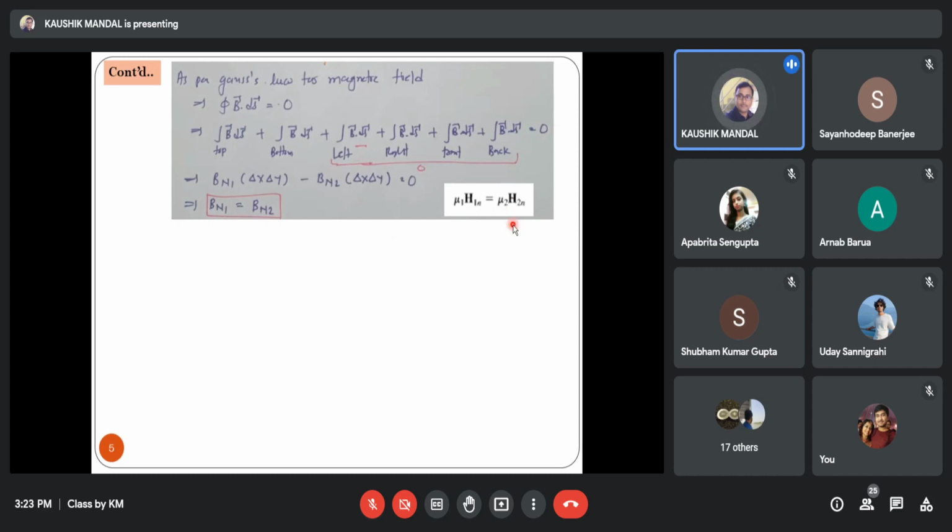So what will be your conclusion? In the case of the magnetic field, the normal component of the magnetic flux density remains the same when the magnetic field travels from one medium to another medium. However, the magnetic field intensity will be in the ratio of the permeabilities of the two media. So that's about the normal component. Now we have to consider the tangential component. What should be the modification in the tangential components due to the change in medium?